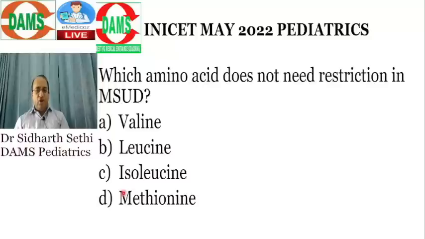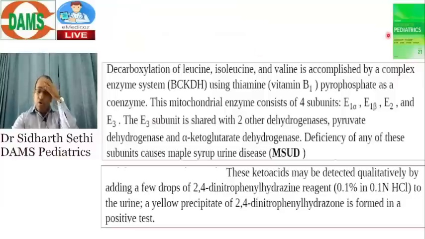Now, which amino acid does not require restriction in maple syrup urine disease? Now, as you know, MSUD is a problem of the branched chain amino acids. According to Nelson's textbook, the branched chain amino acids, which are leucine, isoleucine, and valine, need decarboxylation, which is by an enzyme which uses thiamine as well. So remember, decarboxylation of these branched chain amino acids is by an enzyme which needs thiamine. Abnormality of these enzymes leads to maple syrup urine disease.